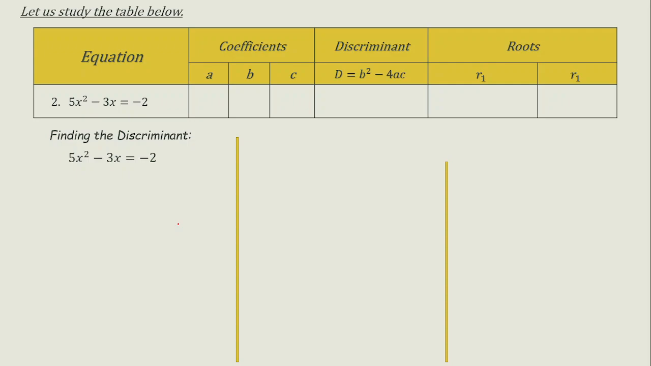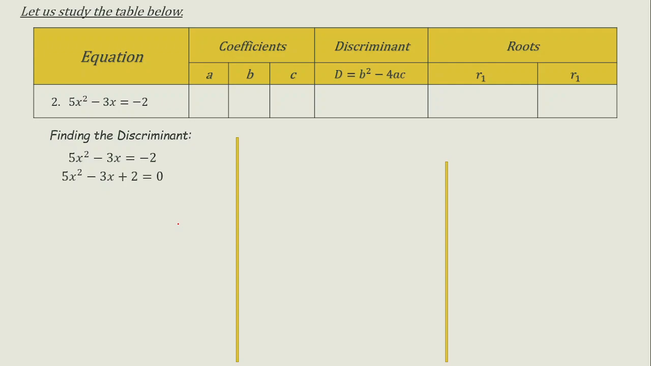Kasi class, yung ating equation is nasa standard form siya na ax squared plus bx is equals to c. So yung gagawin lang dito para maging general form siya, we just need to transpose negative 2 to the left side of the equal sign. So yung kalabasan niya will be 5x squared minus 3x plus 2 is equal to 0. Then let's look for the value of a, b, c.